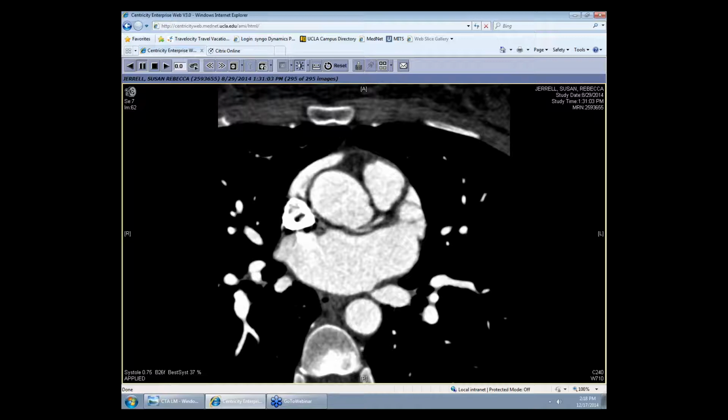Her ST depression slightly decreased. Initially, they were 1.5 to 2 millimeters. She still has ST depression, but they're only about 0.5 millimeters. But they did not do a bypass. They just did unroofing? They just did unroofing. Paulo, what would you recommend in that situation?